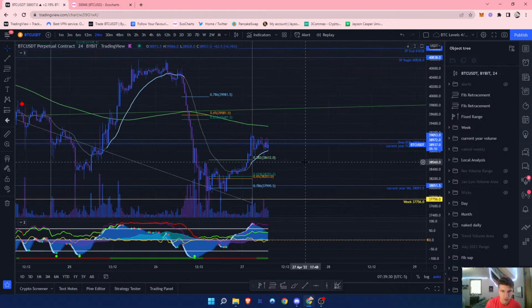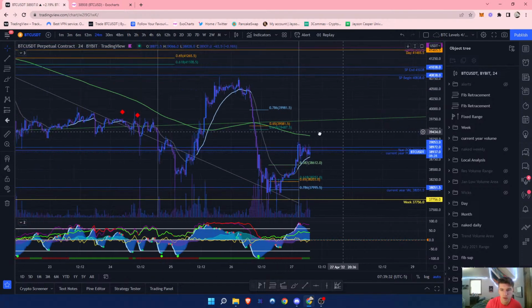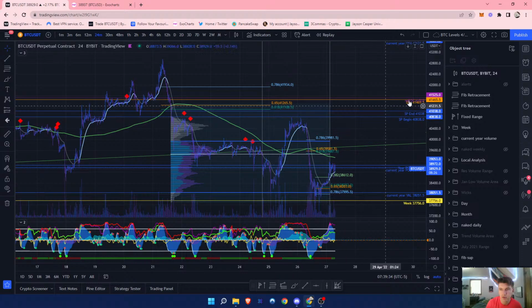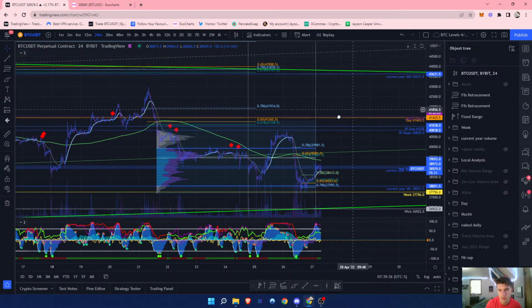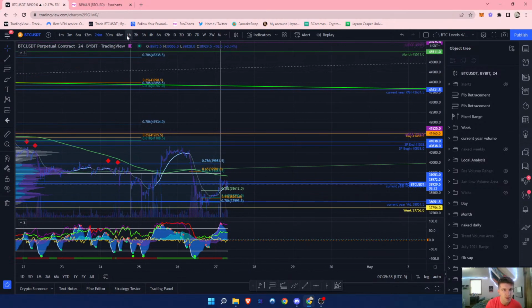And again, if it doesn't play out, it doesn't play out. You just don't take the trade. It's better than having a losing trade and losing money for effort. It happens.